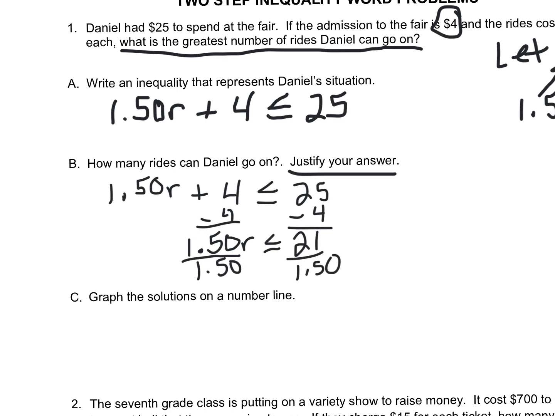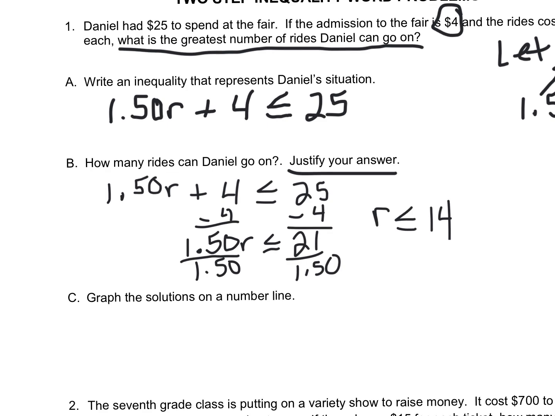And if we take our calculator out, what we will find is that when we take 21 divided by 1.50, we get R is less than or equal to 14. So he could ride 10 rides, he could ride 13 rides, he could ride 14 rides and still be within that $25. Okay, and then it says to graph the solution on a number line.